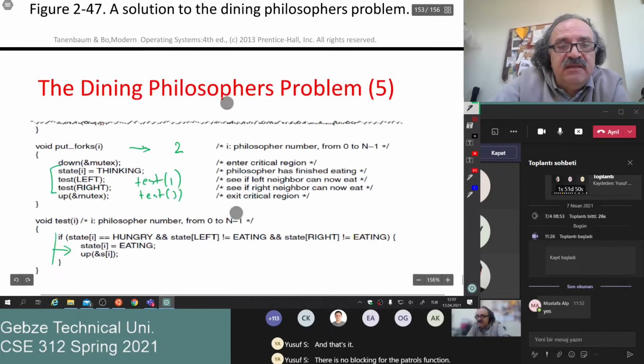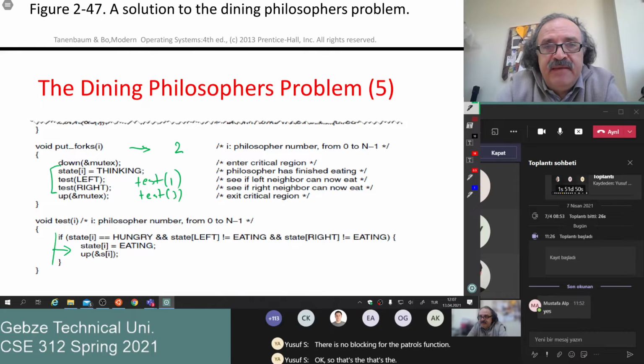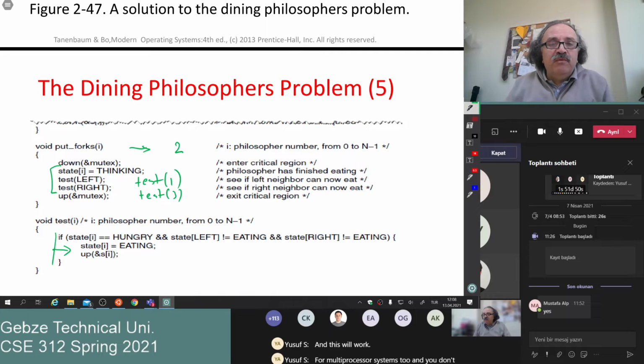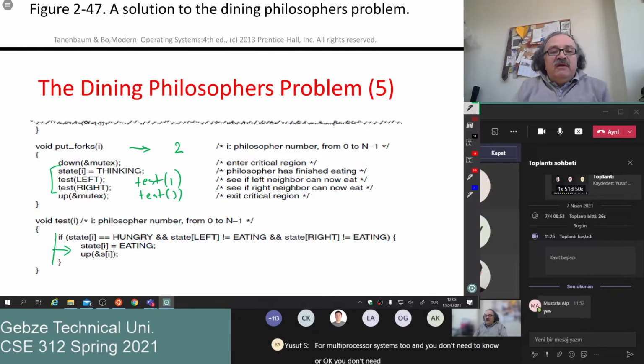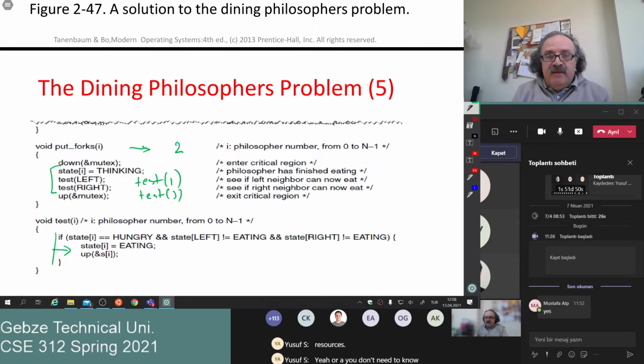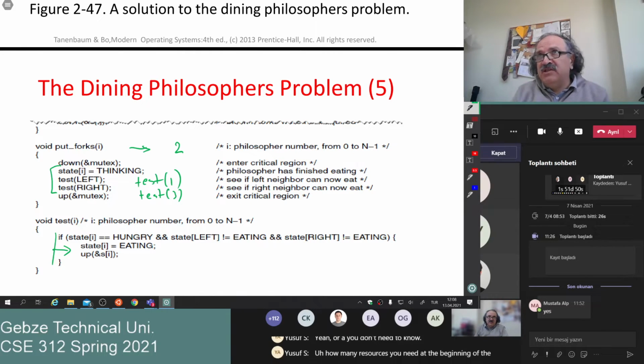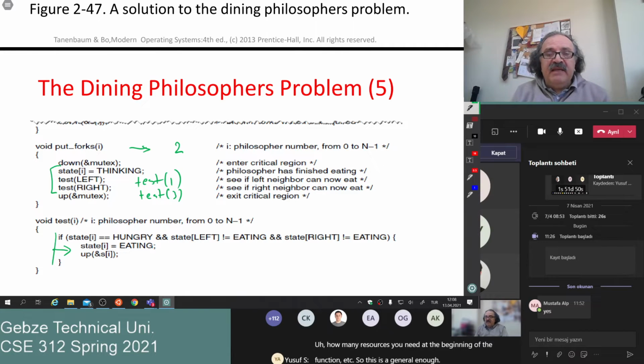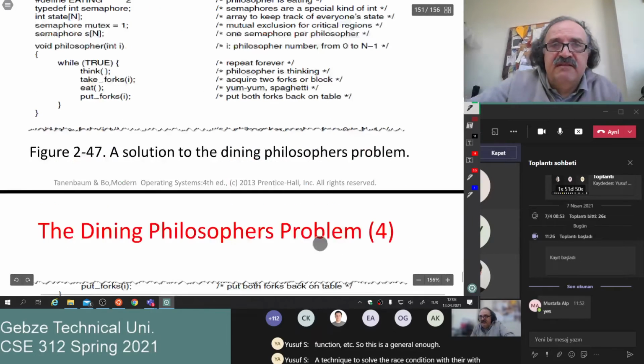Okay, so that's the dining philosophers problem. This is general enough, and this will work for multiprocessor systems too. And you don't need to know the ordering of the resources, or how many resources you need at the beginning of the function, etc. So this is a general enough technique to solve the race condition with these kinds of cases.